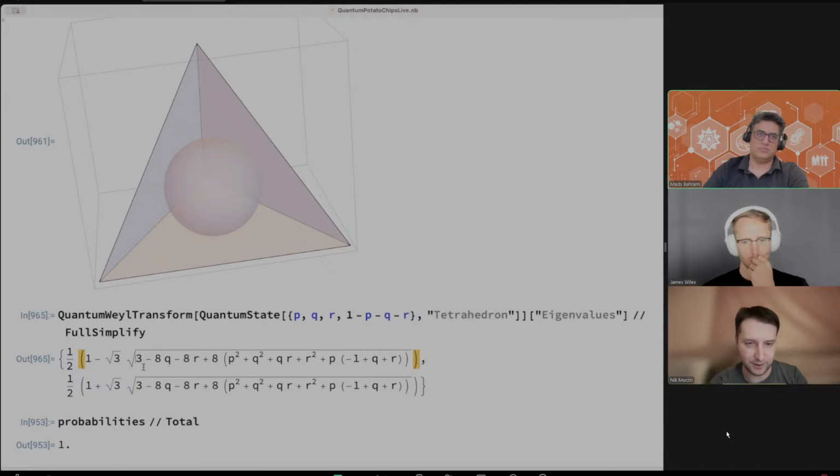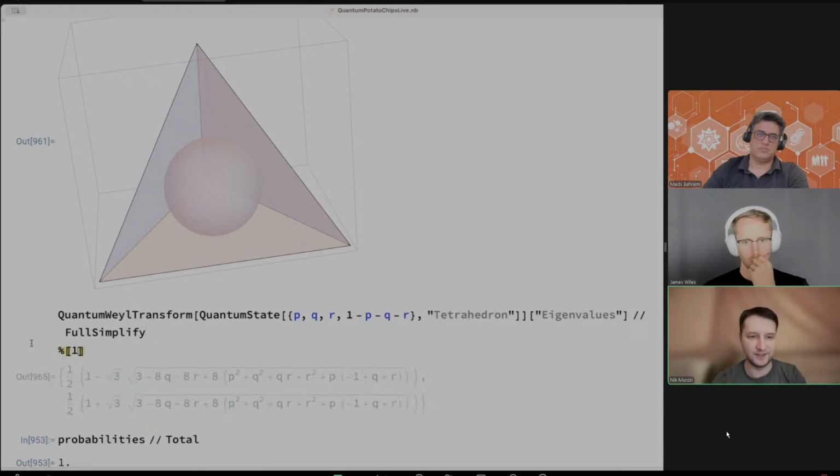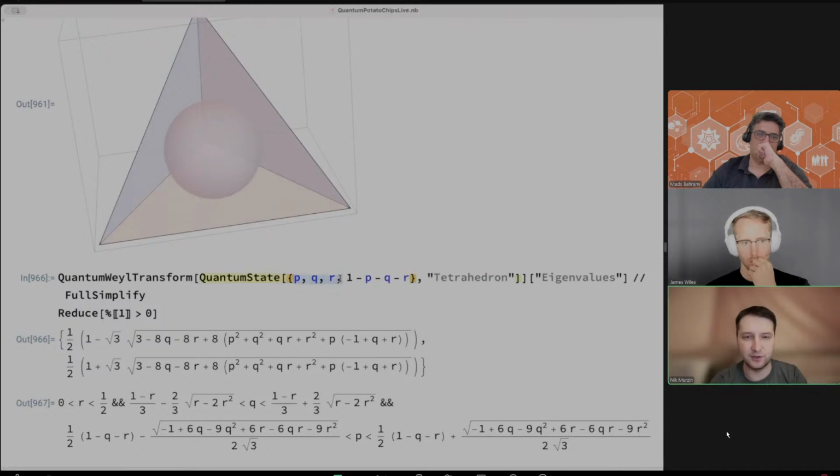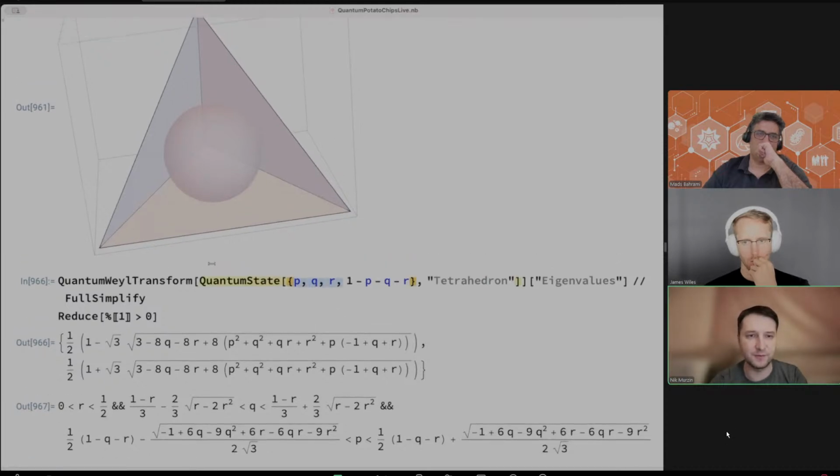I don't know whether you can solve it. Let's try it. Solve for it, or we can use Reduce, maybe that's better. Reduce for this one to be greater than 0. So what should we see? We see some kind of condition, right? But this is a condition in terms of probabilities, so it's not a very natural way of representing the geometry.